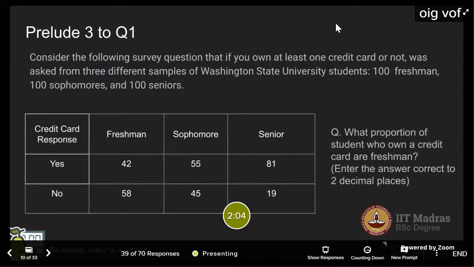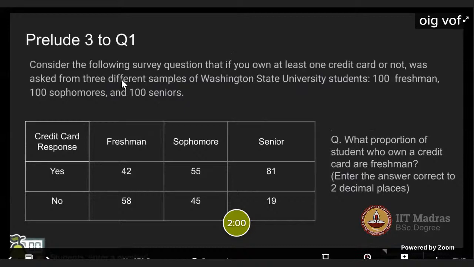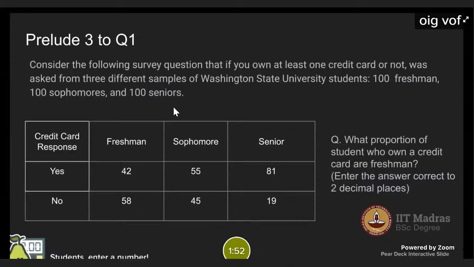Sir, can I ask one question? Yes, please ask. For example, I'm getting an answer, I'm just giving an example, I'm not quoting the answer itself. For example, I'm getting the answer 0.1, and the question asks that I have to enter the answer correct up to 2 decimal places. So, should I mention 0.10?